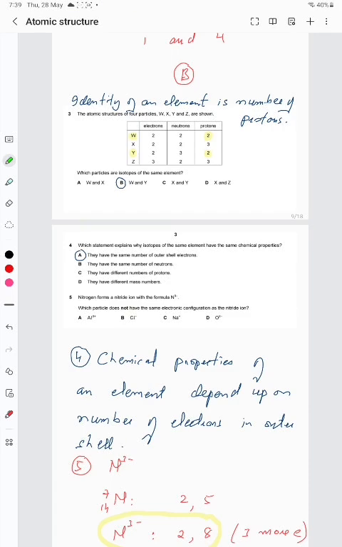So you have to sort out where the proton numbers are the same. These are the two places where the proton number is 2, and you will see that the neutrons are different. So W and Y, this is the correct choice.